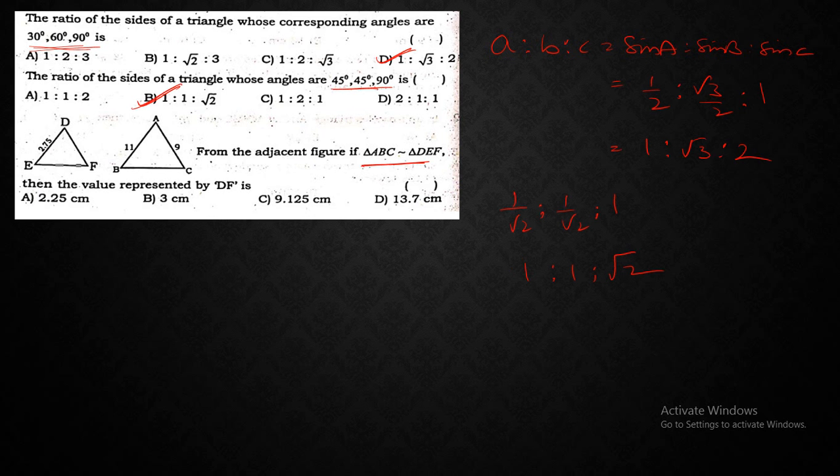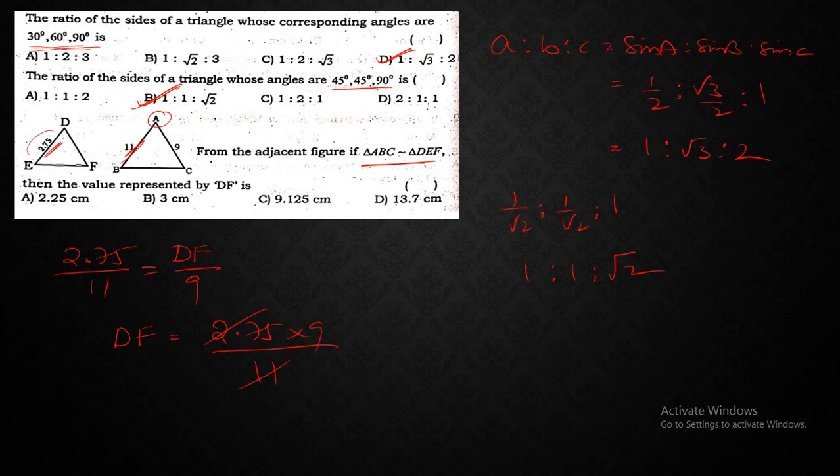Next, triangle ABC is similar to triangle DEF. Then obviously 2.75 by 11. So its corresponding side is this, right? So triangle ABC is similar to triangle DEF. So 11 by 2.75 or 2.75 by 11 is equal to, since I need DF, DF by 9, right? So when I do cross multiplication, DF is equal to 2.75 into 9 by 11.